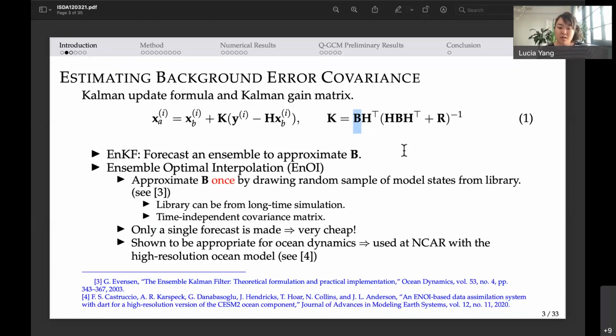Running this is very cheap because you only need to make a single forecast instead of, however many ensemble, the size of the ensemble number forecasts. And while this seems like kind of a rudimentary method for approximating the error covariance, it's shown to be appropriate for ocean dynamics and is used at NCAR for high resolution ocean models.